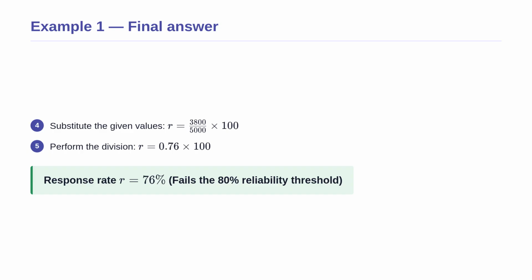Because 76% is strictly less than the required 80% threshold, this survey fails the reliability test. The government agency cannot safely publish this data yet. They must either send out reminder letters to get more responses or apply complex statistical adjustments.